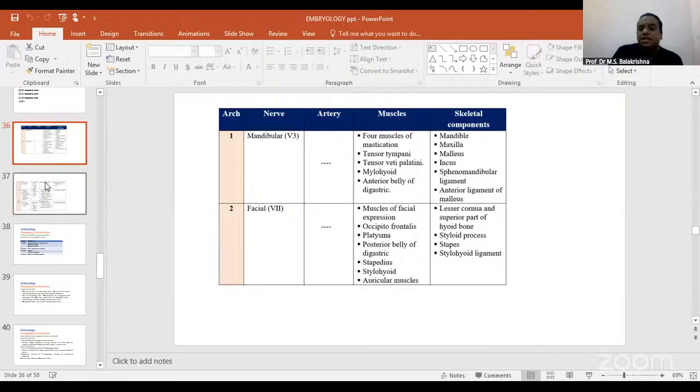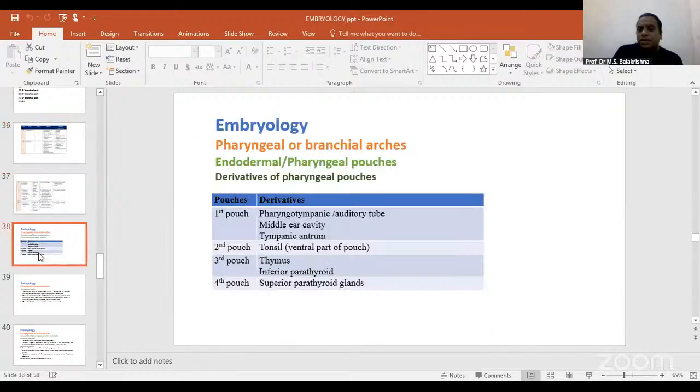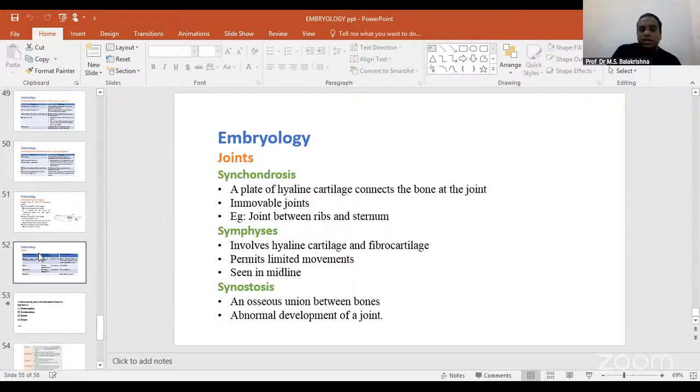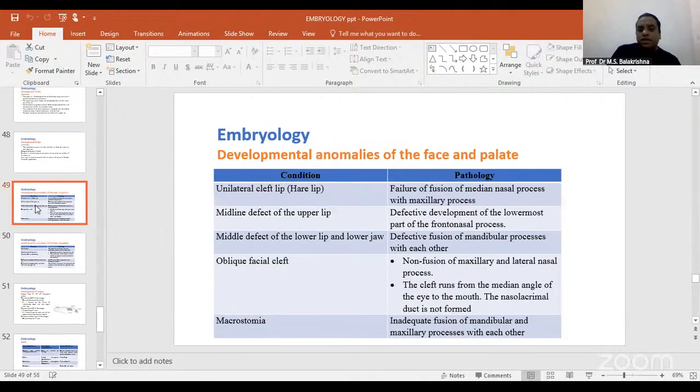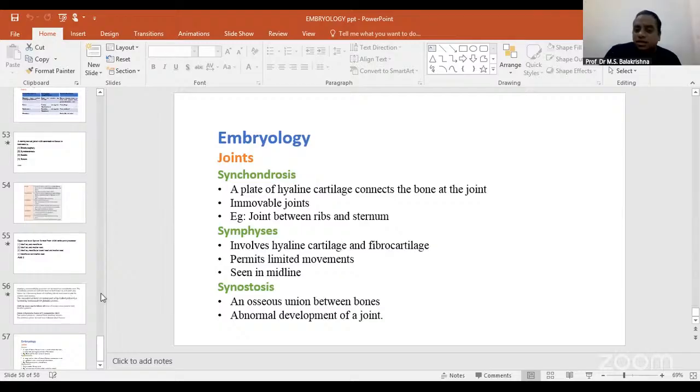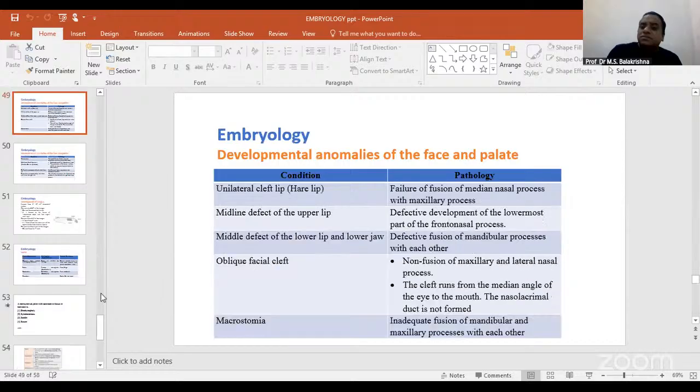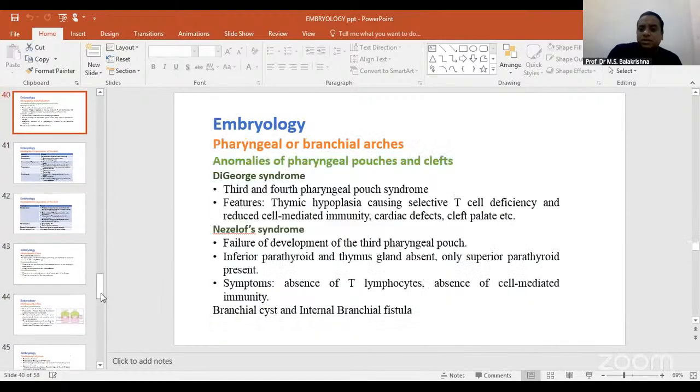So the first arch, second arch derivatives, this you should know. And then the pharyngeal pouches, from the first pouch, second pouch, third pouch, what all things are coming, you have to know that very well. Pharyngeal arches and the pouches, these are the ones which come in the exam. If you know that, your things are solved.